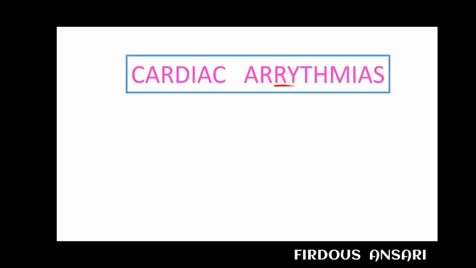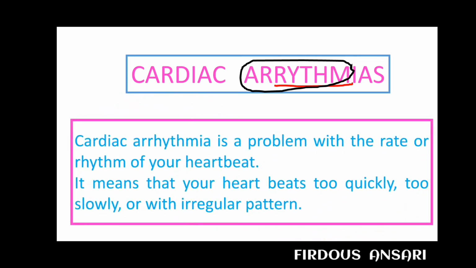First of all, what do we mean by a rhythm? Rhythm means any activity that occurs again and again, repeatedly, at a constant time interval. So that is rhythm. Next, what do you mean by arrhythmia? Arrhythmia means the activity is occurring repeatedly but at a fluctuating time interval. So cardiac arrhythmia is a problem with the rate or rhythm of your heartbeat. It means that your heart beats too quickly, too slowly, or with an irregular pattern.